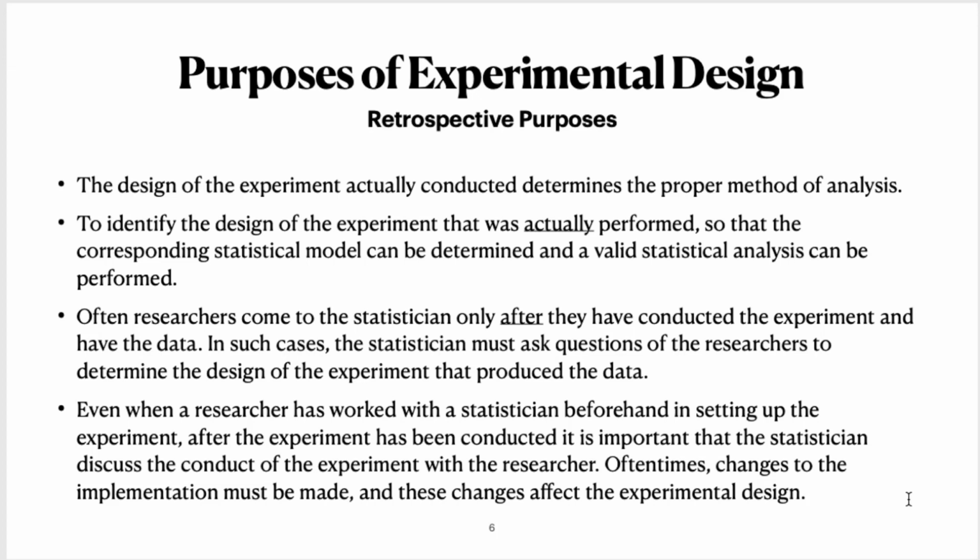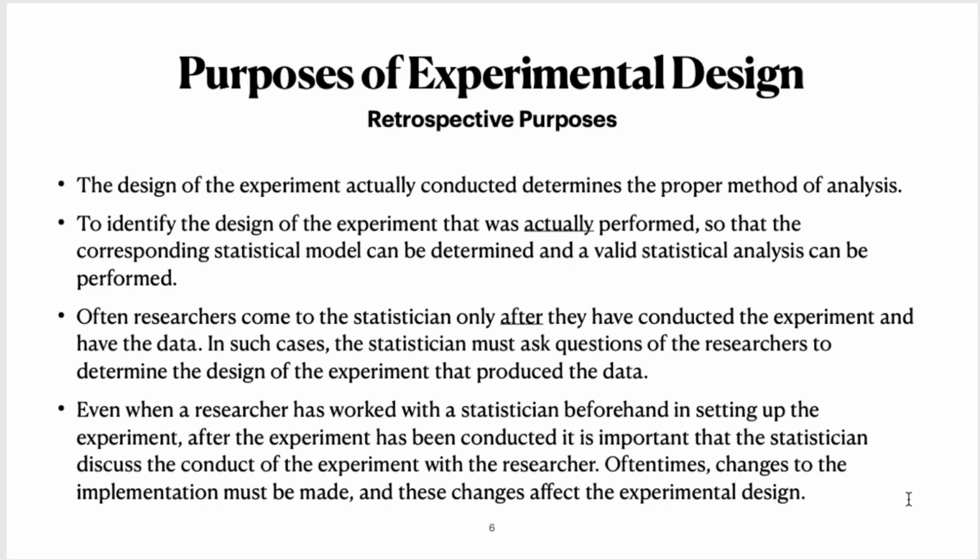All right? Now, in such cases, the statistician must typically ask a bunch of questions of the researchers to determine the design of the experiment that produced the data. So that's one scenario, where they did not come to the statistician beforehand, they conducted an experiment, they have the data, and then they come to the statistician's office and want help analyzing the data. Well, in order to do that, the statistician needs to know how the experiment was conducted. In other words, the statistician needs to know the design of the experiment.